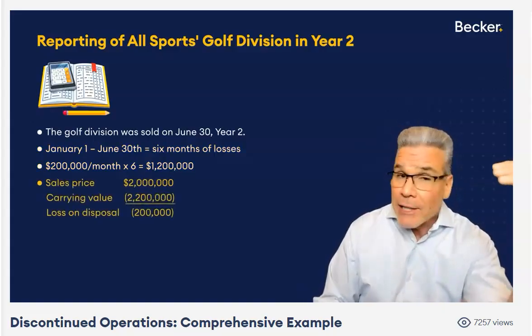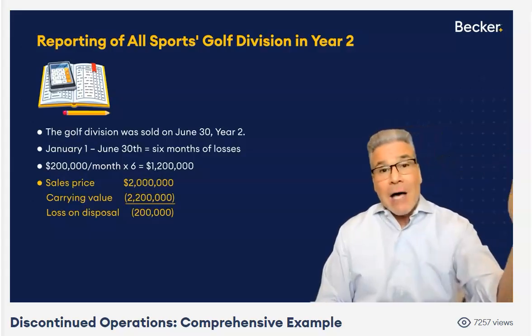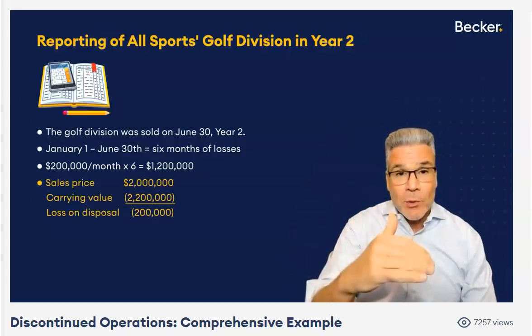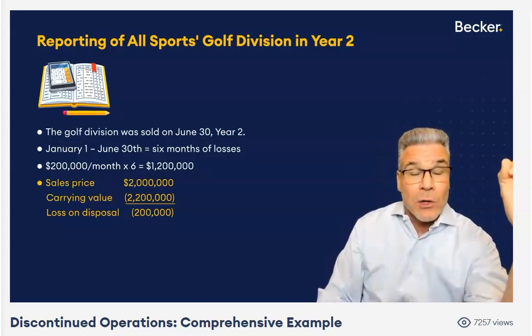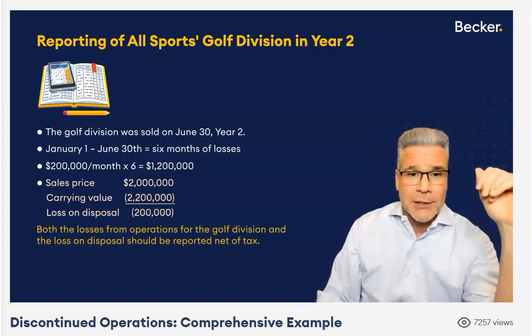Then we had the loss on disposal, right? The actual selling price was only $2 million. Carrying value was written down from $4 million to $2.2 million. So $2 million minus the $2.2, we're going to have that loss on disposal. Those are the two items we would see in year two.